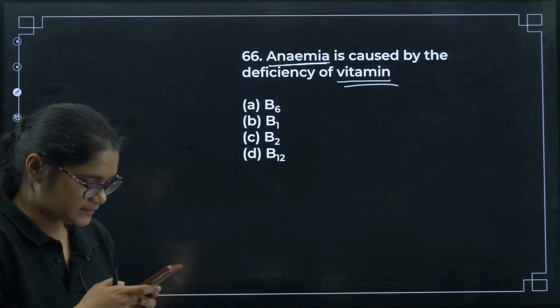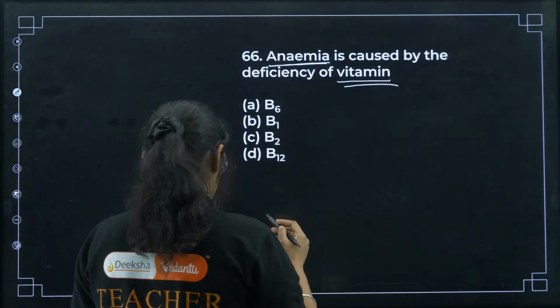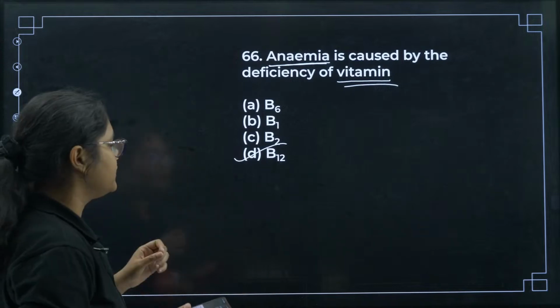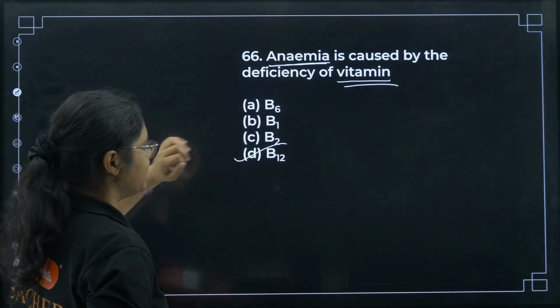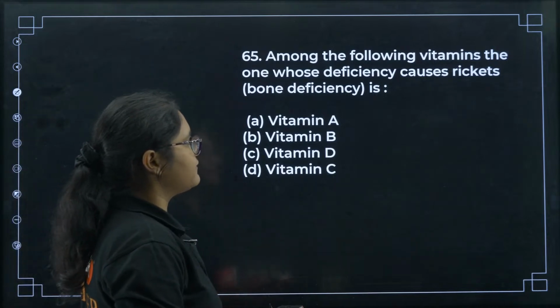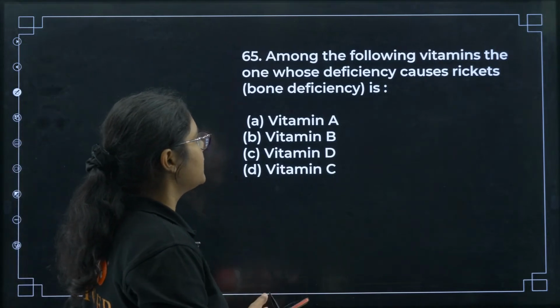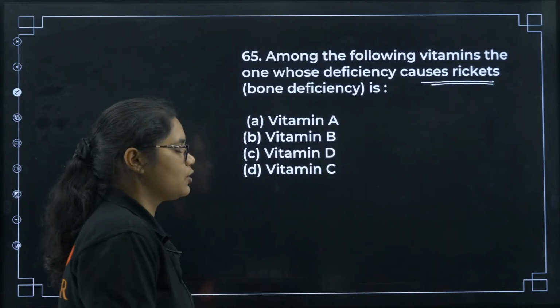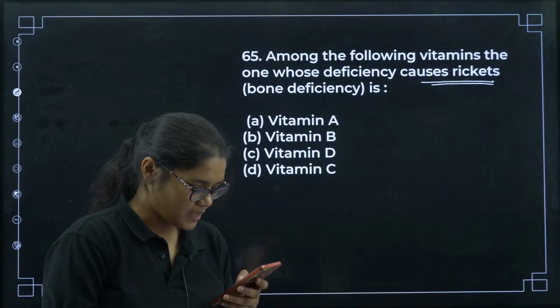Okay. 66 is also correct here by Dev N. Yes, anemia is caused by the deficiency of vitamin B12. Correct answer is option number D. Next, 65. Among the following vitamins, the one whose deficiency causes rickets. Okay, which vitamin will cause rickets deficiency?